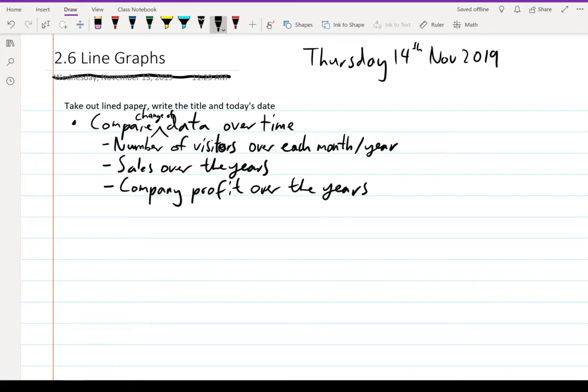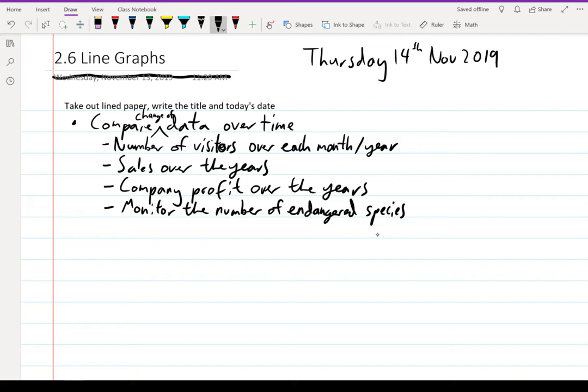Other examples may be the animal people who take care of animals, or those kind of people, nature specialists. Okay, they might want to monitor the number of endangered species left. Monitor the number of endangered species over each year again. Okay, so these are many different uses of line graphs.